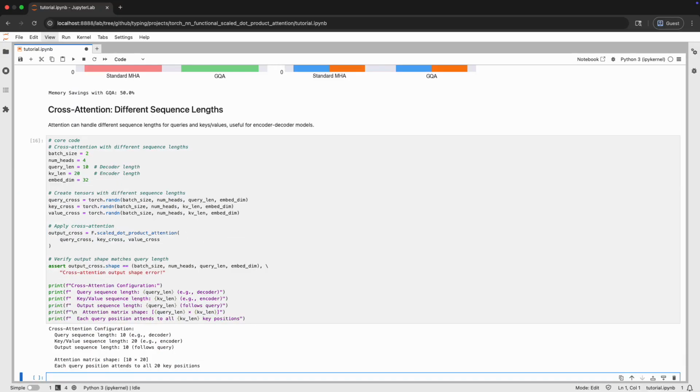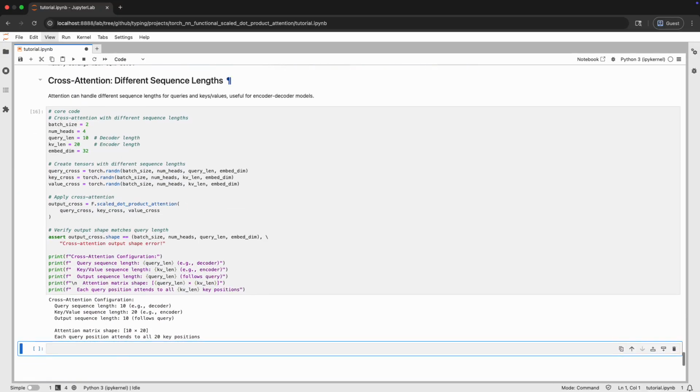Excellent! Our cross-attention is working correctly. We can see that with query length 10 and key value length 20, each query position attends to all 20 encoder positions. This is exactly how encoder-decoder models work, where the decoder attends to the full encoder output to generate translations or other sequence-to-sequence outputs.